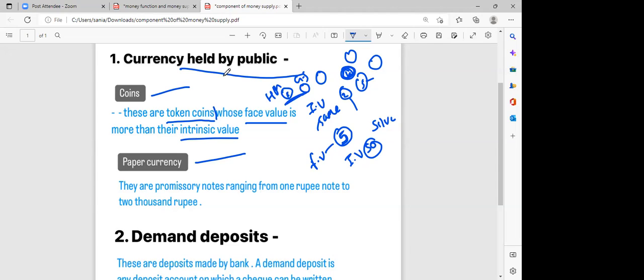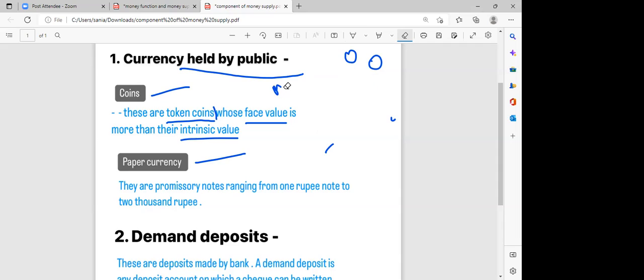So what you have to tell, there are lots of coins, silver coins, gold coins, metal coins, right? But until and unless the value is written on it, whether this coin is for 1 rupee, 2 rupees, 3 rupees, 5 rupees, the value is the same. I understood. So intrinsic value is the normal value. But if I write 5, this is the face value. So face value will always be more than the intrinsic value. Basically coins are token coins whose face value is more than their intrinsic value. Clear?